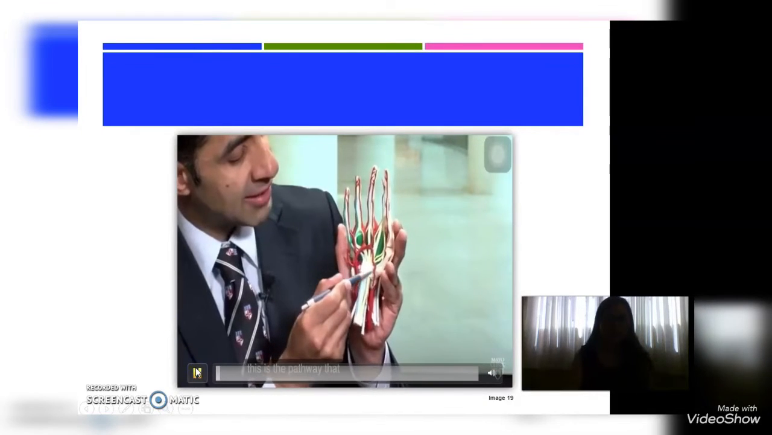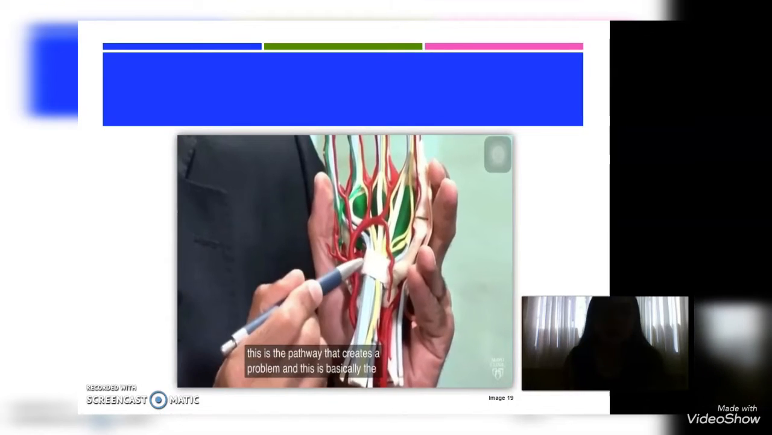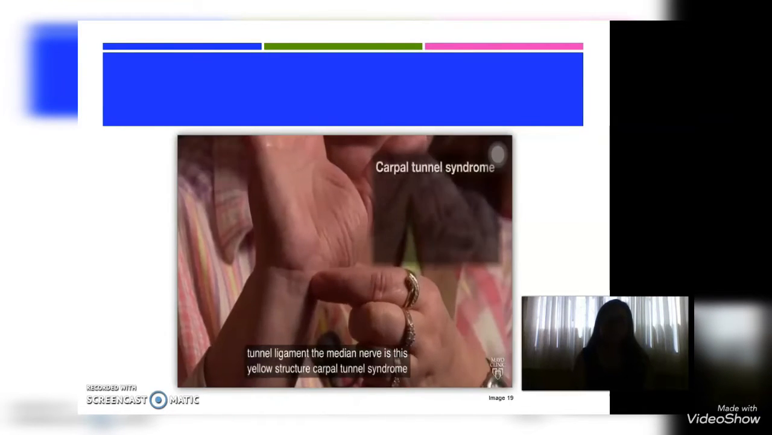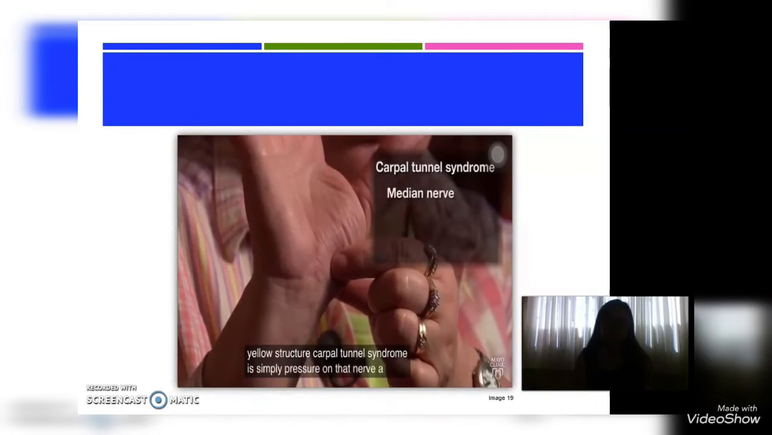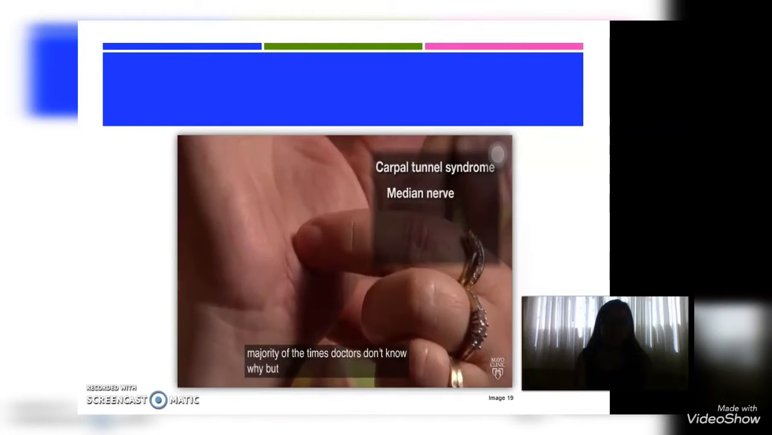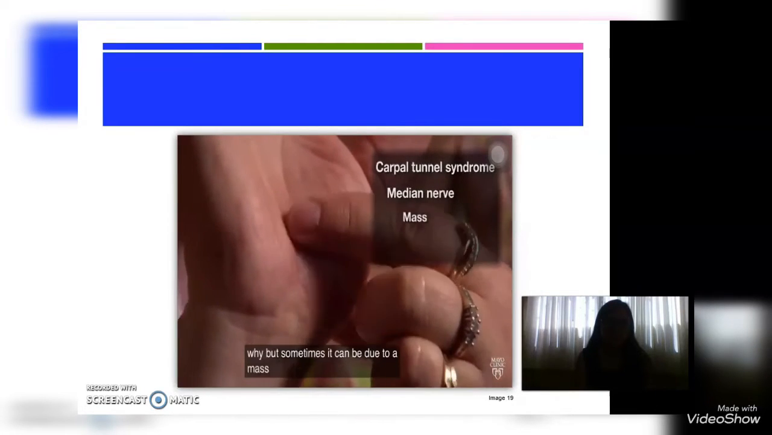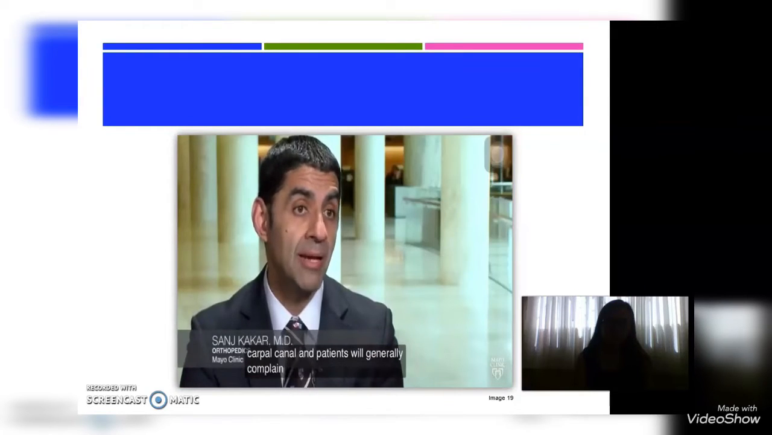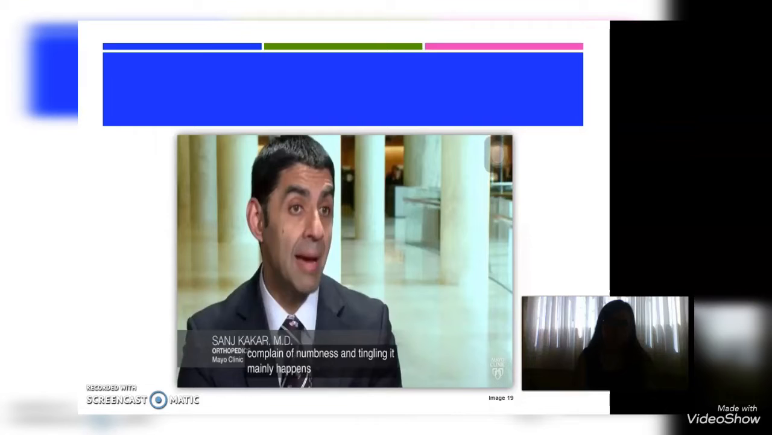This is the pathway that creates a problem. And this is basically the carpal tunnel ligament. The median nerve is this yellow structure. Carpal tunnel syndrome is simply pressure on that nerve. A majority of the times doctors don't know why, but sometimes it can be due to a mass or thickening of the tissues in the carpal canal. And patients will generally complain of numbness and tingling. It mainly happens at nighttime.